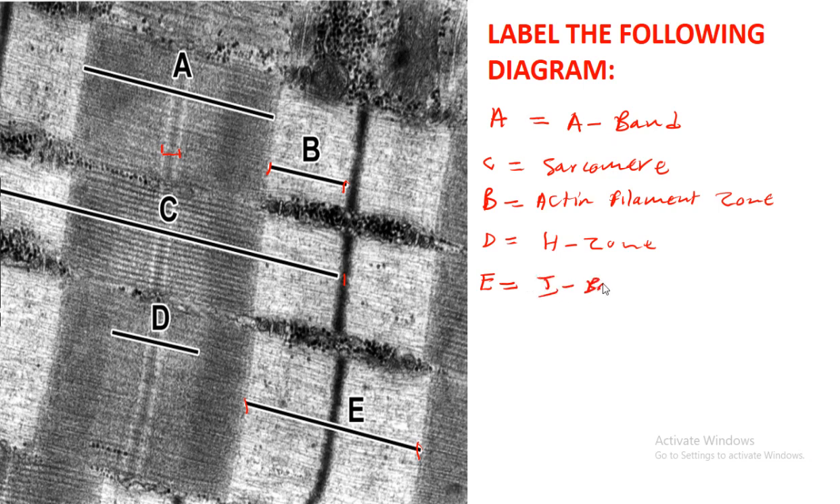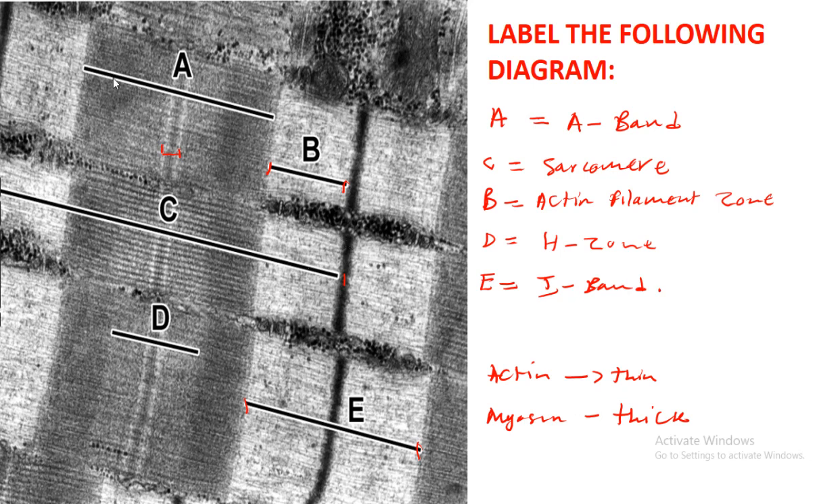Remember, the I band has a lot of actin in it, and its actin is thin in nature. So these are just some of the important points you need to know. Actin is thin, making the I band look light, and the myosin is thick. This makes the A band dark.